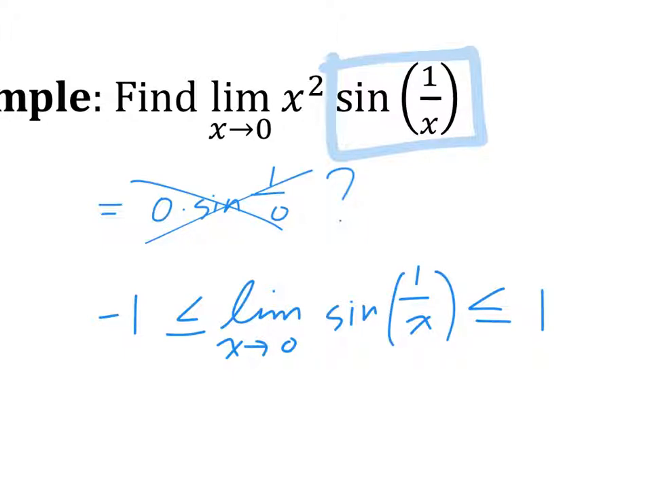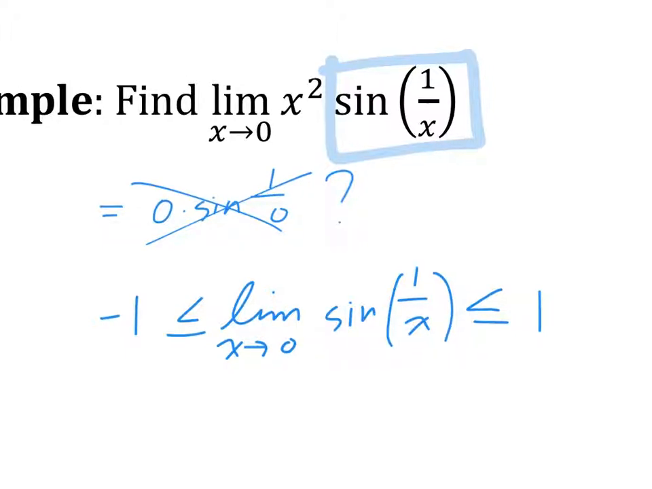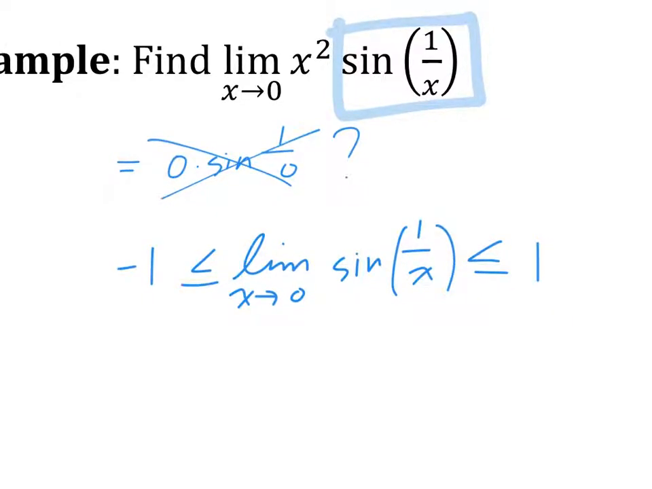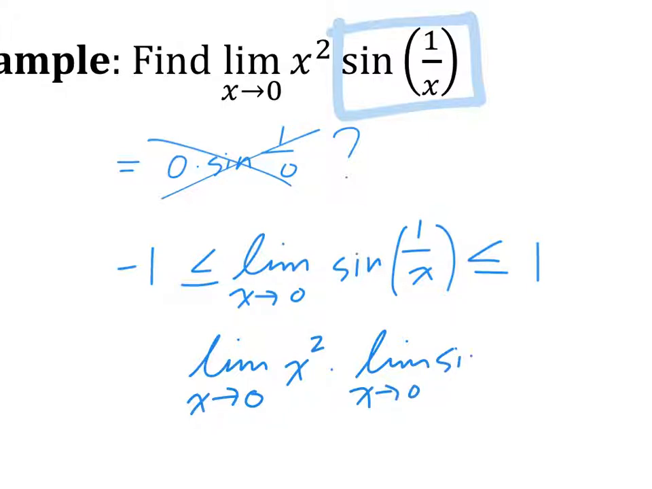Okay, so we're now squeezing this function between two functions. One of them being negative 1, the other one 1. Okay? Next, I'm going to add on a function. So we know that the limit of some function times some function, we can split it into the limit of two functions. So I can say this is the same as limit as x goes to 0 of x squared times limit as x goes to 0 of sine 1 over x.